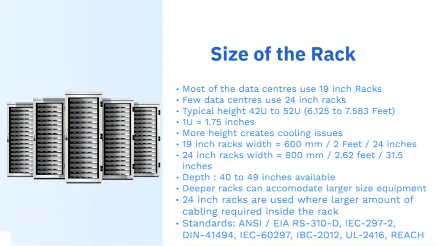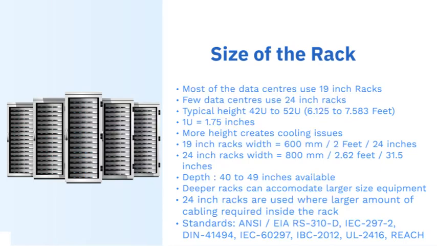Size of the rack. Most of the data centers used to have 19-inch racks, but we used to have 24-inch racks as well. 24-inch is used for higher applications or higher loads. So typical height is 42U to 52U. U is the unit we use to measure the height of the rack. So 1U is equal to 1.75 inches. More height creates cooling issues, obviously.